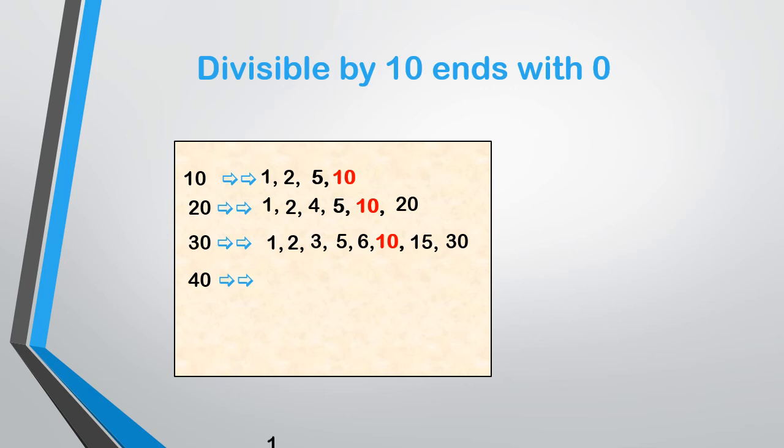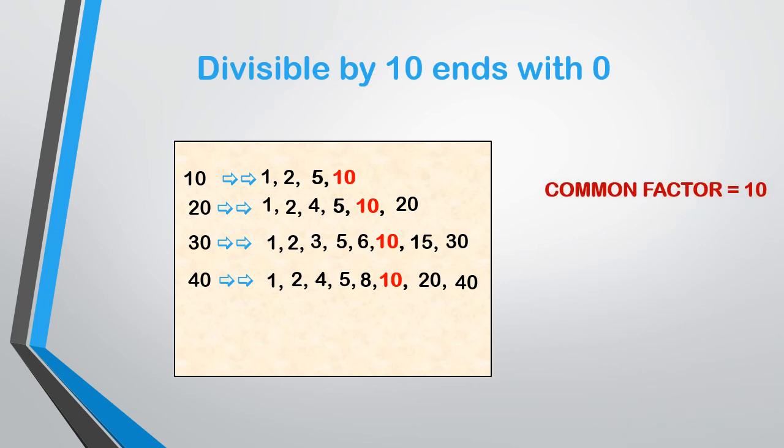Then 40. 40 comes in the 1, 2 table. 40 is divisible by 4. 10 4s are 40. Then 40 is divisible by 5 also. 5 8s are 40. 8 5s are 40. So 40 is divisible by 8 also. Then 10, 20, then 40. So these all are the factors.